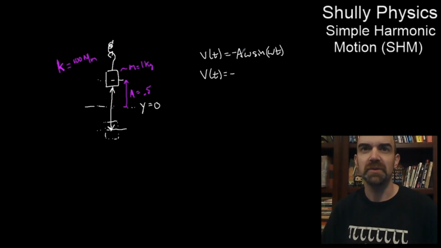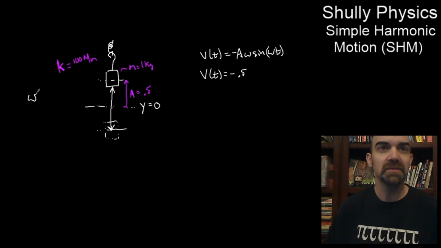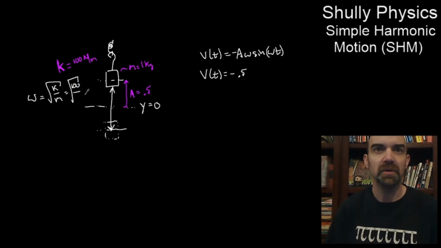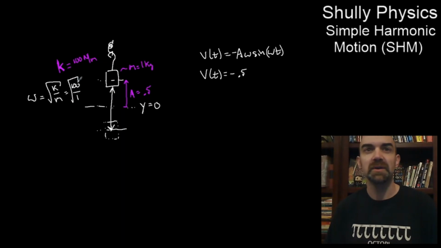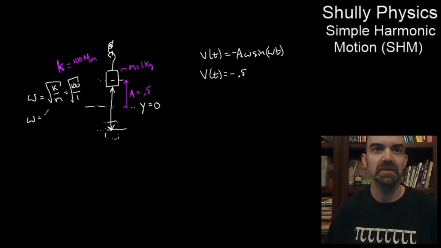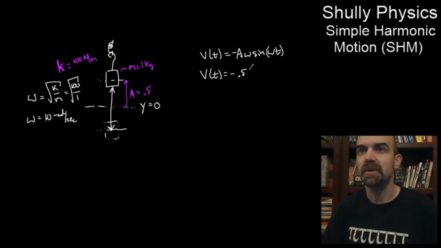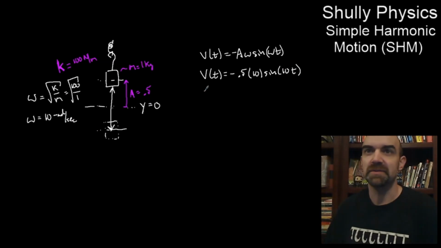Okay, so plugging in what's known here, a is 0.5. Omega is root k over m. So it's going to be the root of 100 over a mass of m. Oh, good, that's easy. Root of 100 is 10. Omega is 10 radians per second. All right, so there's going to be a 10 sine of 10t. That's our velocity function. Clean it up just a little bit. Half of 10 is 5 sine 10t.